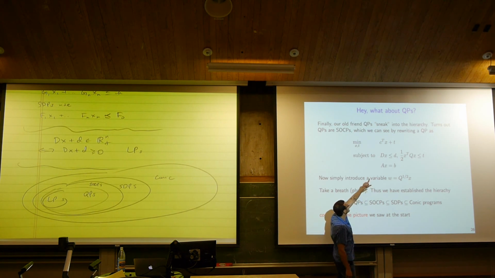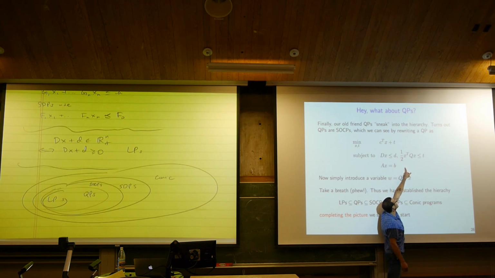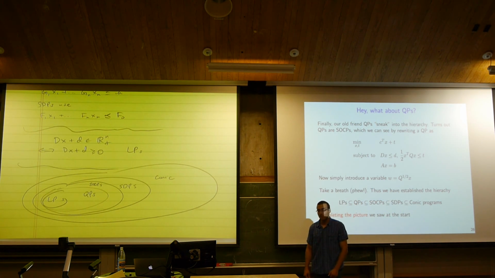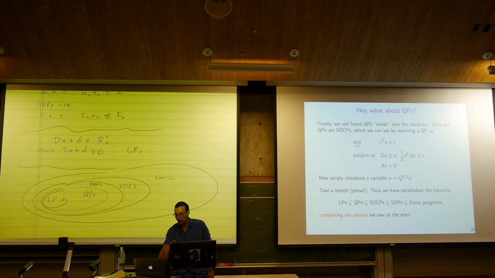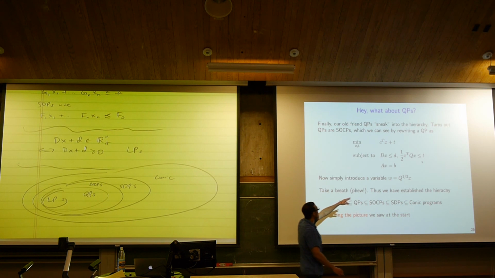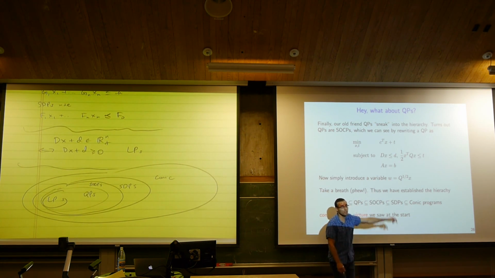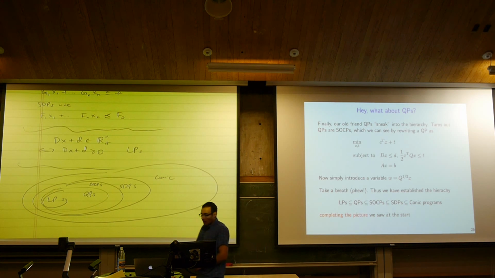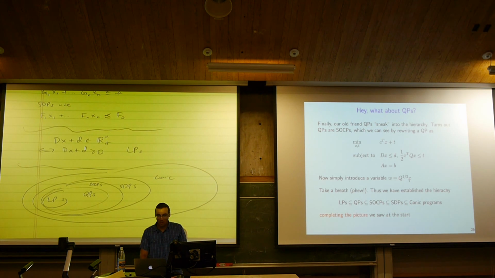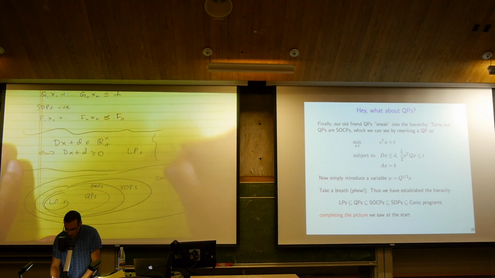So a QP I can write as c transpose x plus t, where I've introduced another optimization variable t. And I add the constraint that 1/2 x transpose Qx is less than or equal to t. So all I've done is I've added a variable t, and I've moved part of my criterion down to the constraints. But clearly this is the same problem, right? It's equivalent to having 1/2 x transpose Qx in the criterion. And now all we have to do is introduce a variable w to be Q to the half times x, and this is immediately an SOCP, right?